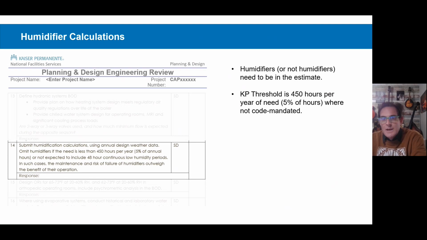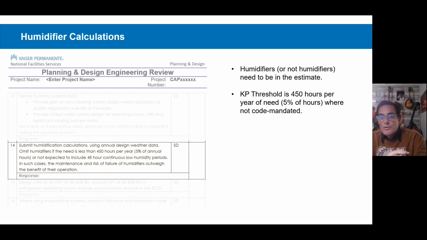Humidification calculations. If we're going to add humidifiers or not add humidifiers, we need to know that in schematic design. Please note that we do have this criteria around 450 hours per year. That's 5% of a year. So the idea here is that if you're going to place a humidifier in a zone that needs humidification less than 5% of the hours of the year, that humidifier is more likely to fail and cause problems than it is to humidify and provide humidity control on the rare occasion that it's asked to.